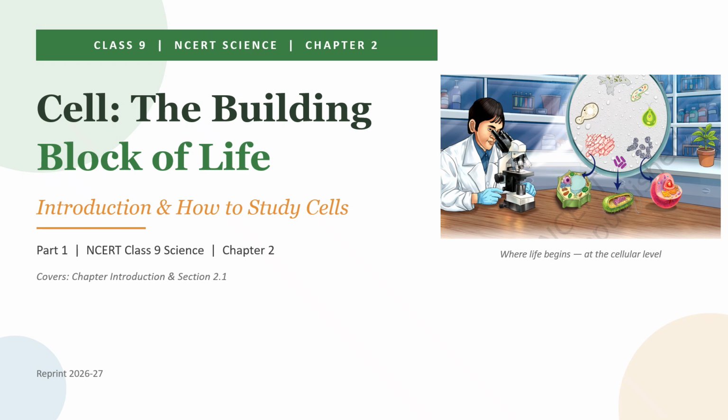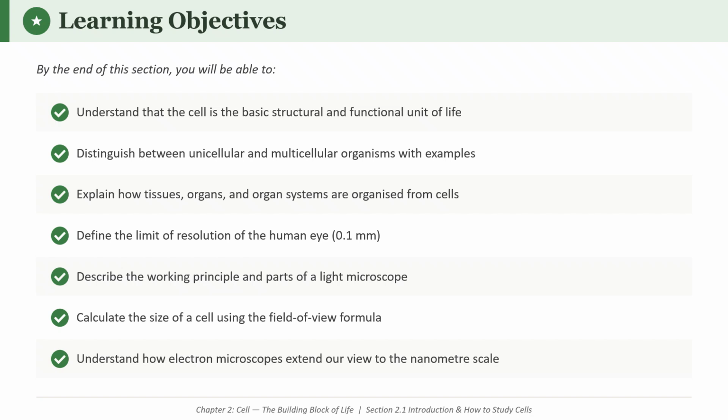Today we are going to see class 9 science chapter 2, Cell, the building block of life. So let's start with the learning objectives. This chapter helps us to understand what a cell is and why it is important, the types of organisms based on the number of cells, how body organization occurs in living beings, and also how scientists study tiny cells. Actually, understanding cells is very essential because they form the foundation of all living organisms.